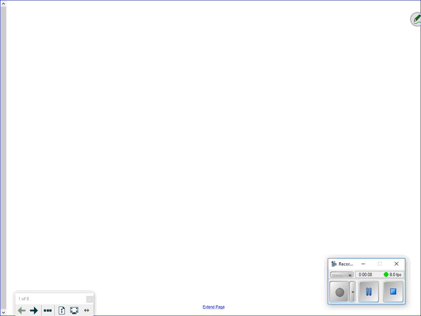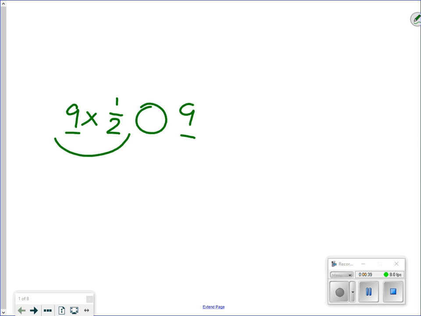To review from what we've done before, if I had 9 and I multiplied it by 1/2, how does that compare to 9? What will happen to my 9? Will the product of 9 times 1/2 be greater than, less than, or equal to 9? Andrew? Less than. Why? Because 1/2 is less than 1, the product of 9 times 1/2 will be less than 9. Exactly. So anytime you're multiplying a number by something less than 1, it's going to be less.